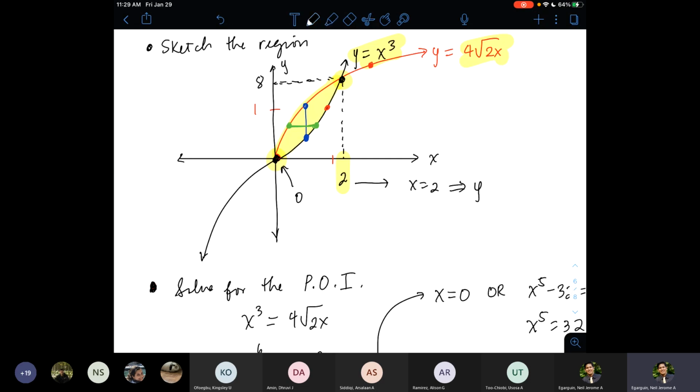I'll plug into y equals x cubed. So I'll have 2 cubed. That's why I knew that when x is equal to 2, the y value is equal to 8, and that's the upper bound. You could have decided to plug x equals 2 into the red function because the red and the black function intersect at x equals 2, which turns out to have a y value equal to 8.